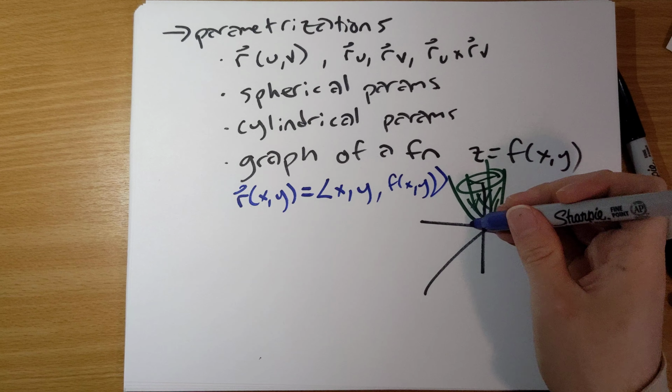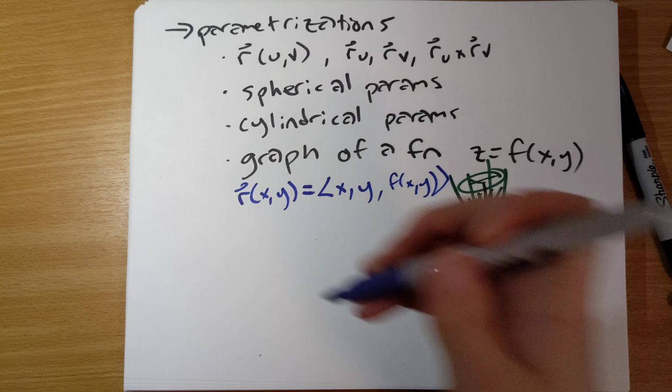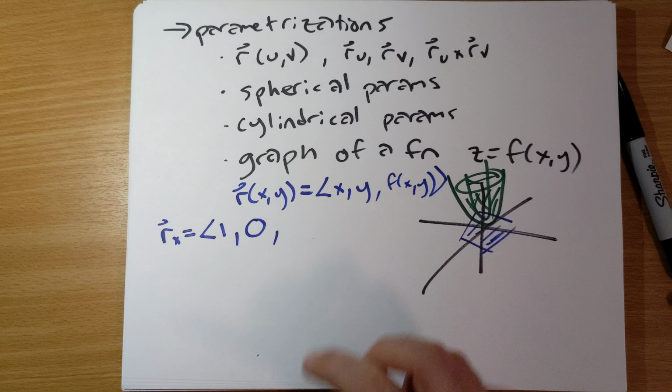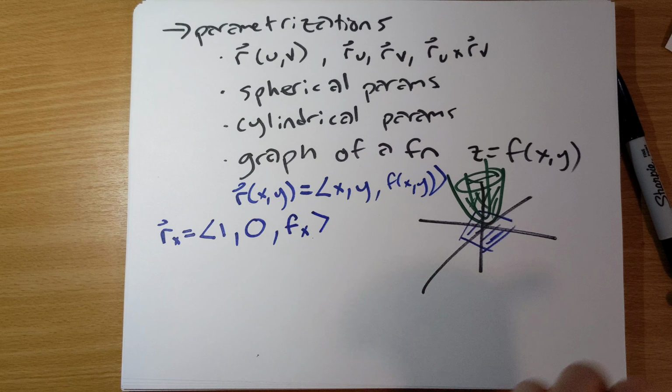Let's figure out the cross product of the partial derivatives, and the magnitude of the cross product of the partial derivatives. The partial derivative with respect to x: partial derivative of x with respect to x is 1, partial derivative of y with respect to x is 0, and then the partial derivative of our function, let's just write f sub x, the x partial derivative. Partial derivative with respect to y is going to be 0, then 1, and f sub y.